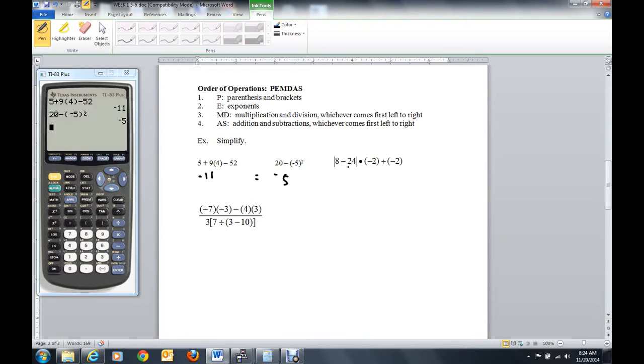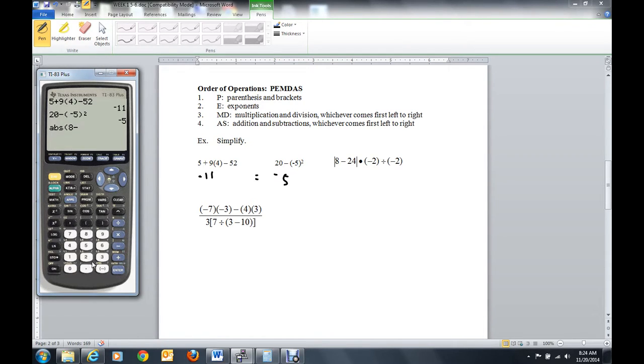Now this is the absolute value bars. The absolute value of 8 minus 24. If you want to find the absolute value symbols, if you look above the 0, you see the word catalog, which is in yellow. The first thing that pops up is ABS. It's not the only place to find the absolute value, but that's the fastest place.